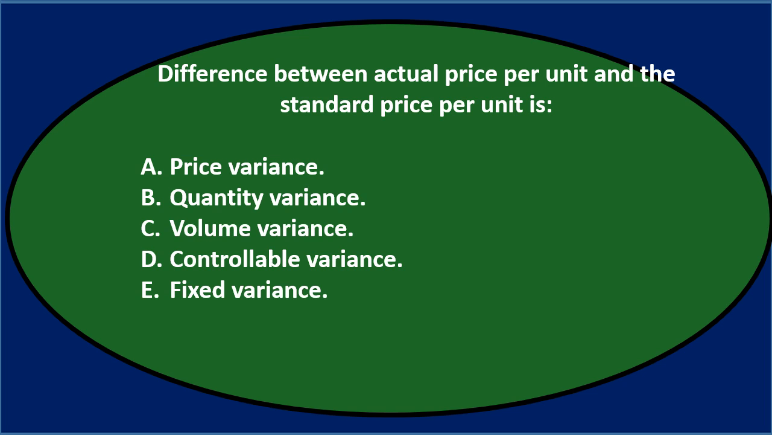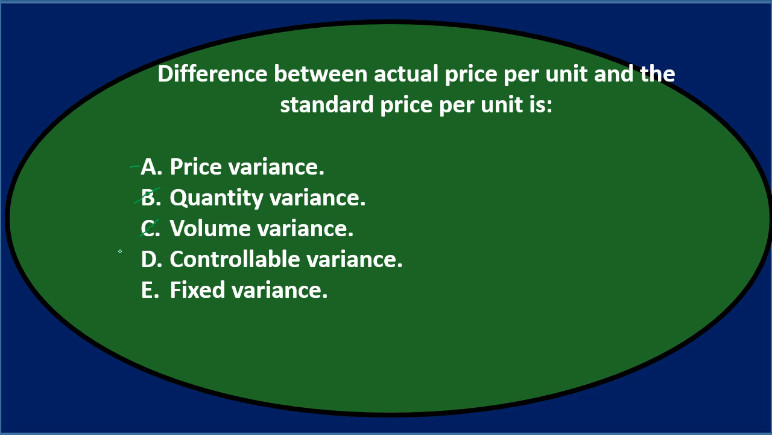Let's go through this again using the process of elimination. Difference between actual price per unit and the standard price per unit is either A, price variance. Now, variance is going to be another word for difference, and we're talking about the actual price versus the standard price, so that seems reasonable, the price variance. B says the quantity variance, and we're not talking about quantity, we're talking about the price here, so it doesn't seem like quantity would be applicable. C says volume variance, and volume kind of deals with quantity. It doesn't seem applicable. I'm not going to say that one.